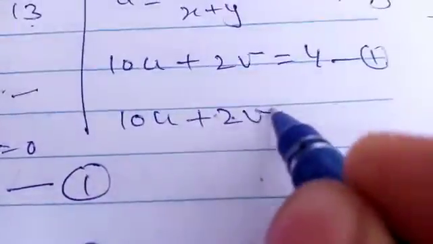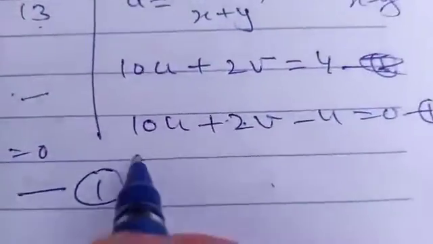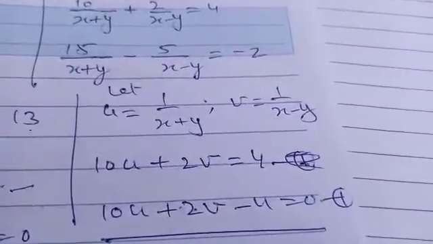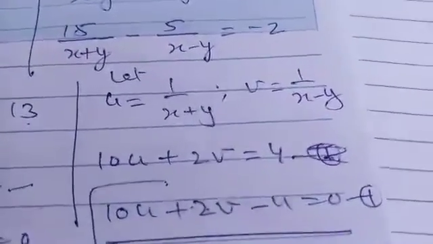Changing 4 to the left-hand side, it will be 10u plus 2v minus 4 equals 0. This is the first. In a similar way, the second equation will be 15u minus 5v, and minus 2 becomes positive: 15u minus 5v plus 2 equals 0. These are the 2 equations, and they will be solved by the previous method.